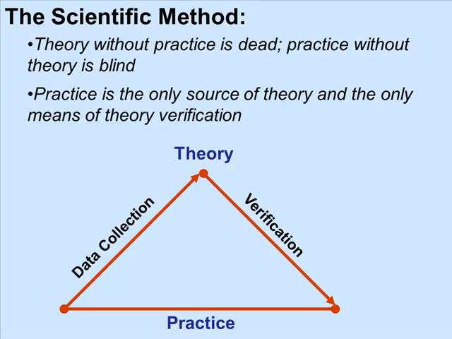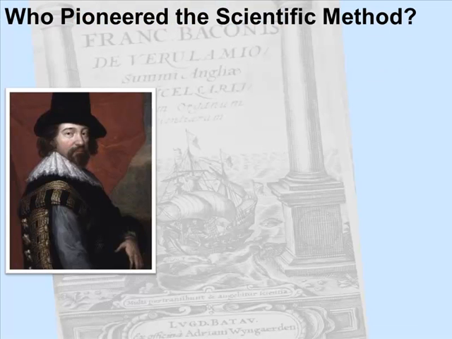As one German philosopher put it, science is organized knowledge, but philosophy is organized life. So here we are going to focus on the scientific method only. When did it first appear? Who pioneered the scientific method? Interestingly enough, the scientific method was introduced not that long ago.